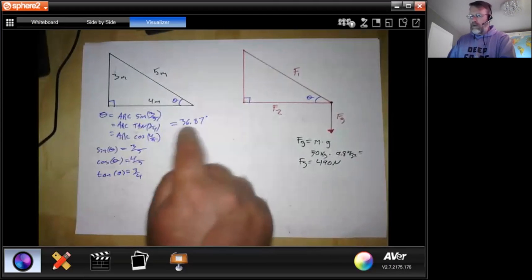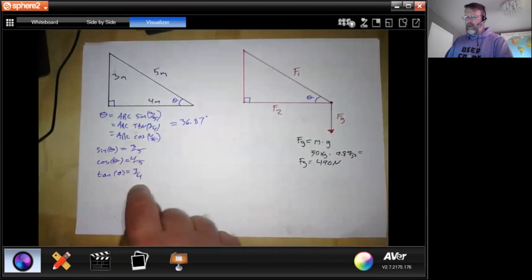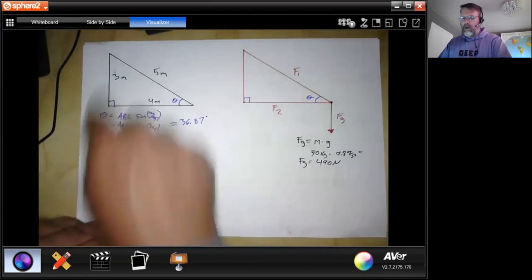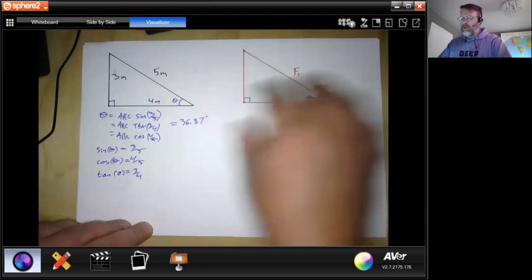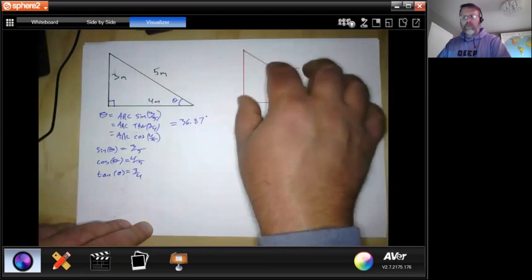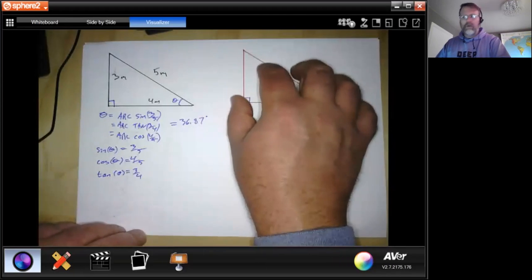Okay, if you want to, you could plug this number back in and you'd get the same results. But we're just going to keep this off to the side, knowing this is our triangle, which means the force diagram is going to be proportional to that. It's going to be a similar triangle.